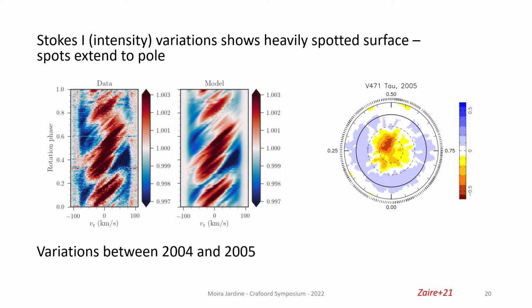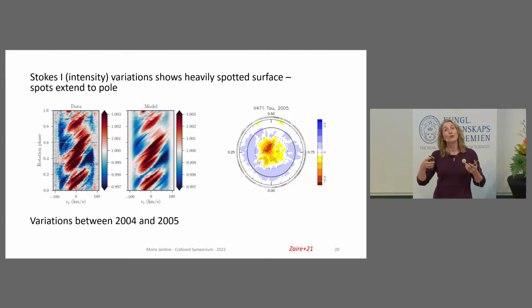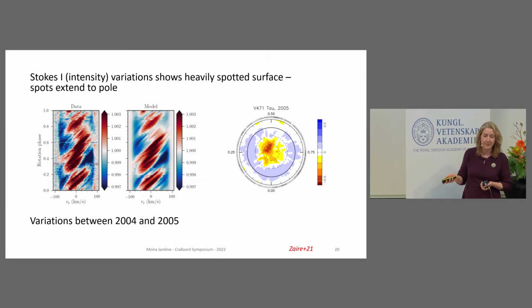So what you see is cool regions, cool dark spots at the pole, and brighter regions at the equator. This is something you don't see on the Sun. The Sun doesn't form dark spots at its pole. So these stars are doing something that the Sun doesn't do. This system has been observed several times, so we can look at variations from year to year, and that's something that's also very instructive for us.